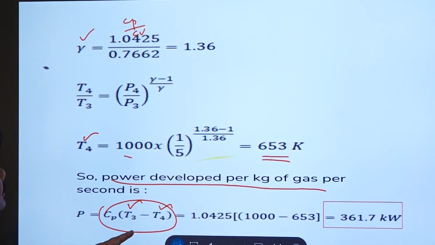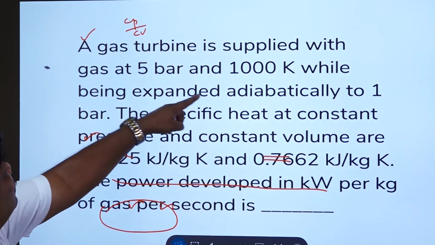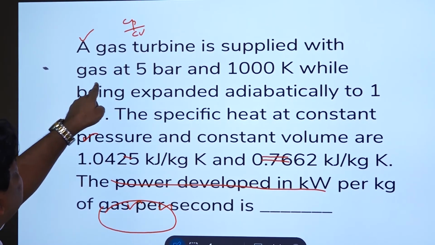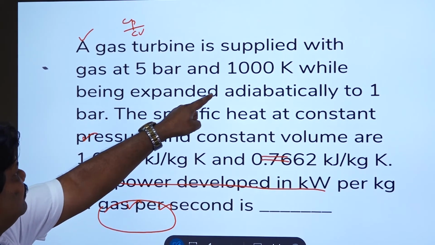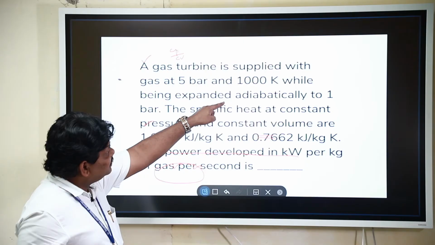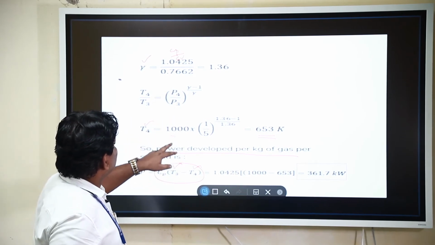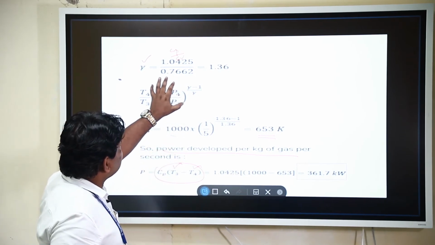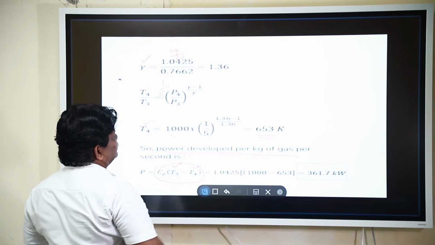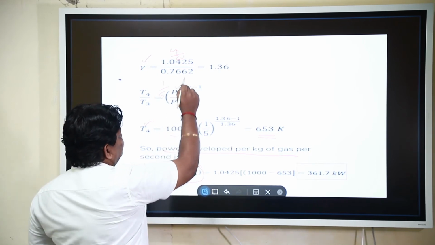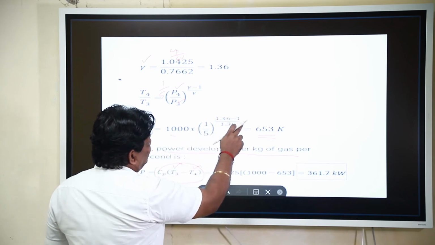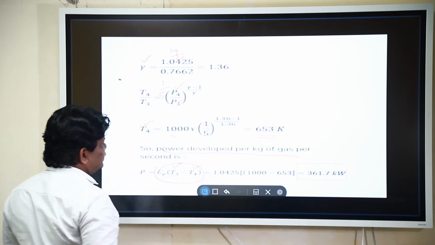So you can easily find this T4 and substitute here, because the higher temperature is given to you. A gas turbine is supplied with gas at 5 bar and 1000 Kelvin, so the values of P3 and T3 are given. You can see that P4 is 1, divided by 5, that is P3. So T4 is equal to 1000 into (1 by 5) to the power (1.36 minus 1) by 1.36, which is determined with the help of the Cp and Cv values.